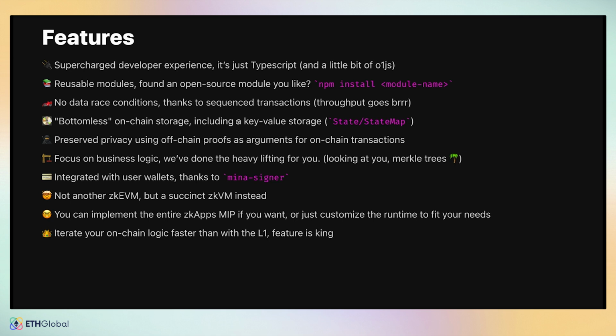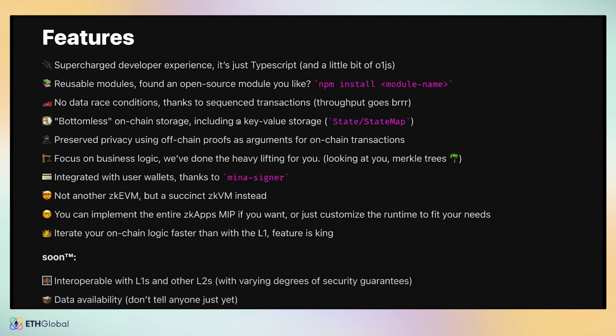So you can do that with Protokit. Features that will be available soon: the chains need to be interoperable with each other and also with the L1, with varying degrees of security guarantees compared to the UX available. And you also need data availability unless you want to stay a Validium instead of a rollup. So we have plans to address all of these, but don't tell anyone just yet.